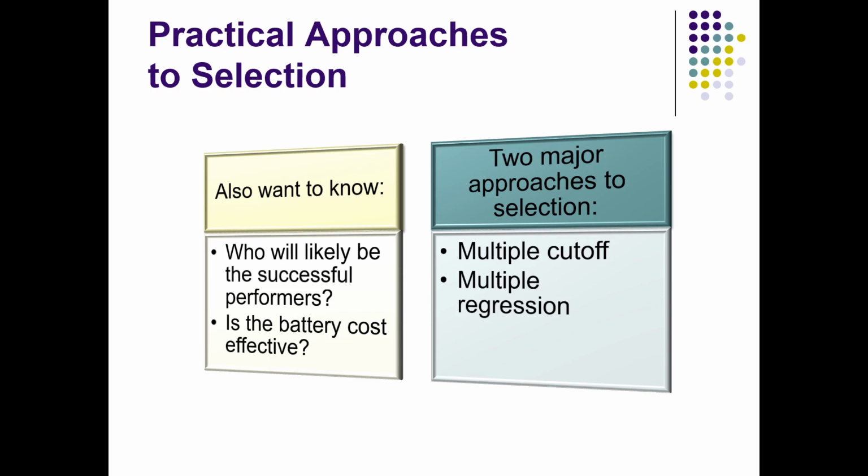There are two major approaches to selection: the multiple cutoff or multiple hurdles approach, and the multiple regression approach. So let's start off by talking about the multiple cutoff approach. It's a really common approach for employers to think about. We have certain criteria that we want met in our applicants. We want these minimum skill sets. And there are different ways that we can establish those cutoffs and use them in selection.